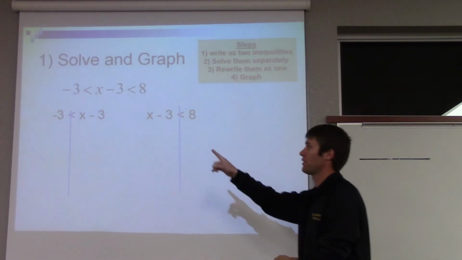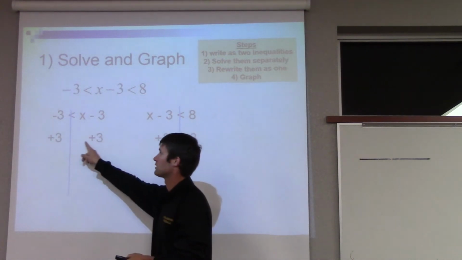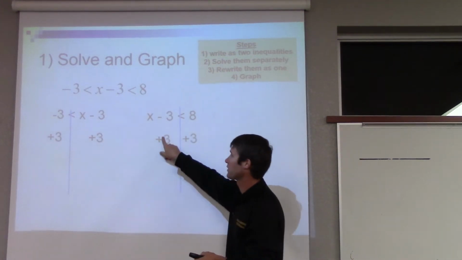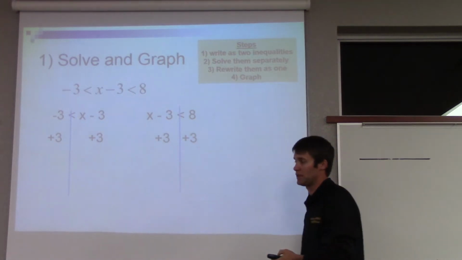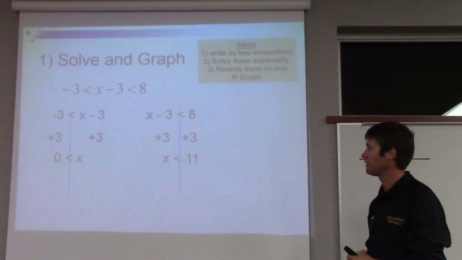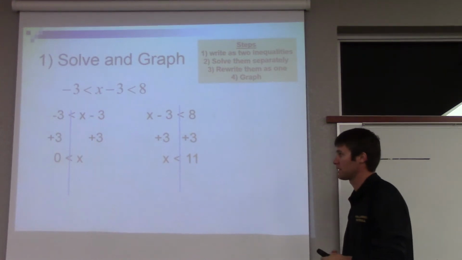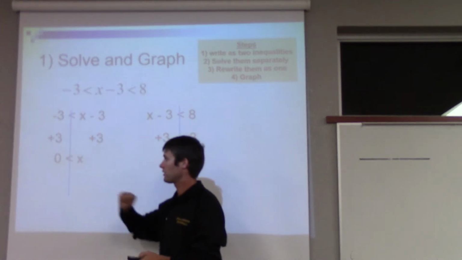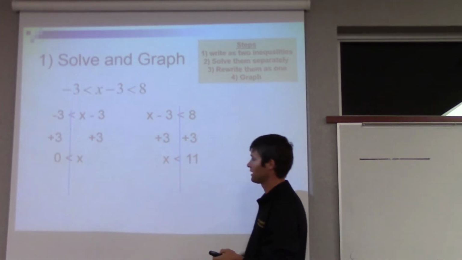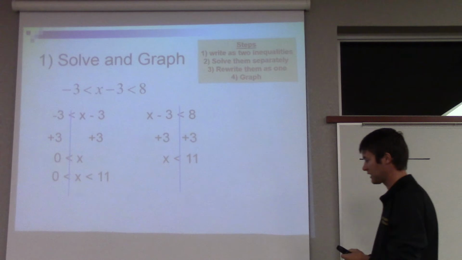So how do I get rid of the 3? I add 3 to this side. How do I get rid of the 3? Add 3 to that side. So -3 plus 3 is 0. That's okay for us to have. 8 plus 3 is 11. So we're saying x is greater than 0. x is less than 11. So we can write it like that.